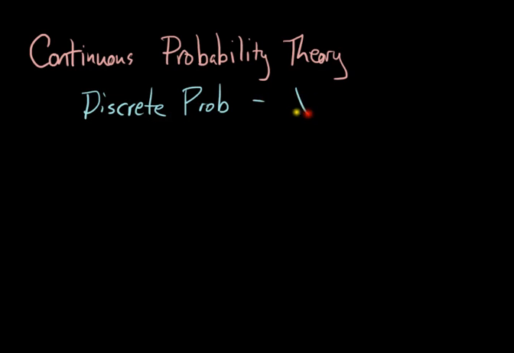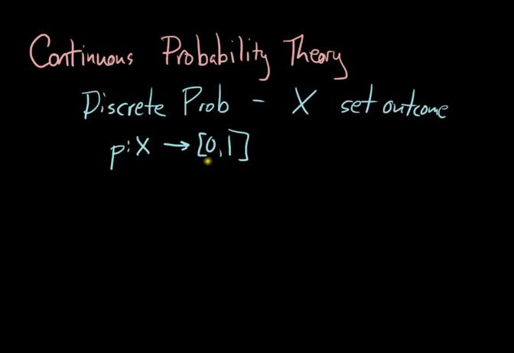So we had some x, the set of all outcomes, and probability just meant you have some function on x. If you put in an outcome, it gives you the probability of that outcome. And really the only thing that has to happen is that the probability that something happens is equal to 1. So if you add up the probabilities of all the possible outcomes, you better get 1. So we saw lots of examples of this.